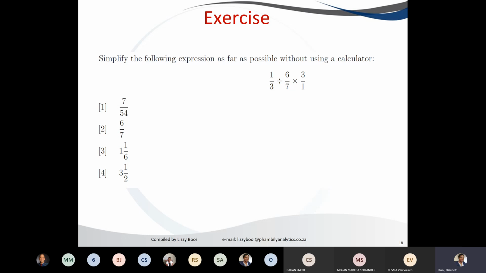Let's see how we answer this question. Anybody who wants to explain out loud how we solve the problem? Okay, I'll go. Thank you. So firstly, where the division sign is, we're going to apply the KCF method. So flip 6/7 to 7/6, change the sign to a multiplication sign. So you've got 1/3 times 7/6 times 3/1.